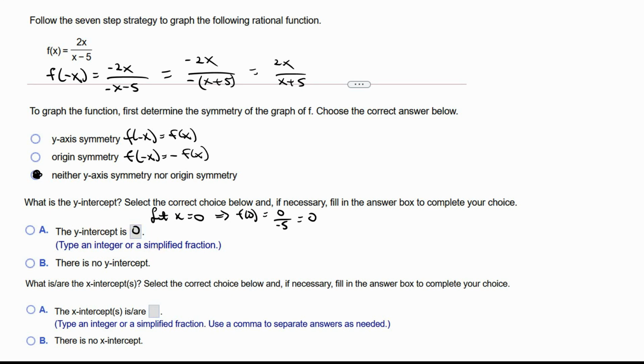Is there an x-intercept? For the x-intercept, we set the function equal to 0. Set f of x equal to 0 and solve for x. So we have 2x all over x minus 5 equal to 0. Multiply both sides by the denominator and you end up with 2x equal to 0, and that means x is equal to 0. So x equals 0 is the x-intercept. The x- and y-intercepts are the same: the origin.